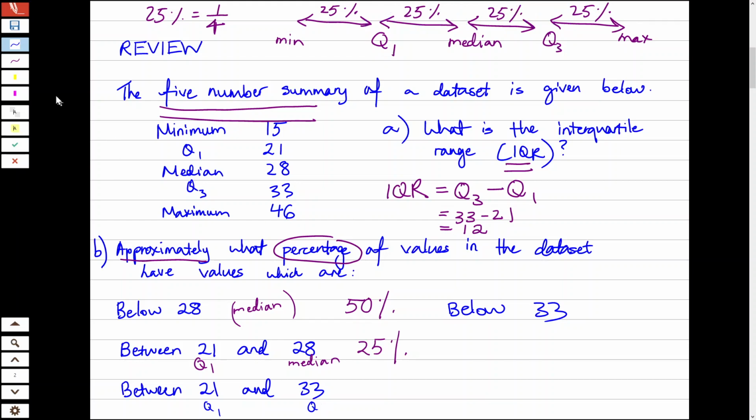Where else did I use the numbers 33 and 21? That's right. So if you're wondering what this interquartile range is about, it's the middle 50% of your data. Hopefully you can see that in this diagram here. It's the middle 50%. And last one, what percentage is going to be below 33, which is Q3? 75, because now I'm looking at Q3 and which numbers are smaller. So I'm going in this direction to the left, and I've got 3 25s giving me 75.